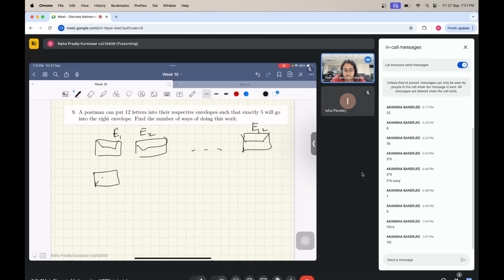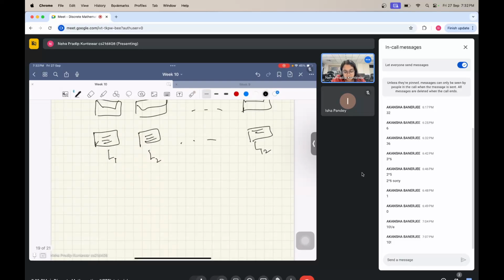Now there are also 12 letters. So this is L1, L2, and so on up to L12. So ideally what he wanted to do is he wanted to put L1 into E1, L2 into E2, L12 into E12. But there is some mixing that happened, and now he is going to randomly put the letters into the envelopes. Okay, and the answer that we want to find out is, in how many ways can you do this so that exactly 5 of them go into the correct envelope.